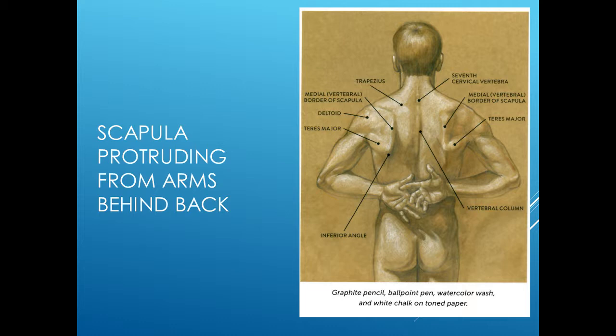All right, and then across the picture, we see the medial border of the scapula. Again, medial, close to the midline of the body. Teres major again. There's also a teres minor that we'll get into, which is underneath that. But teres major, it's a muscle. And then the vertebral column coming down through the spine there.